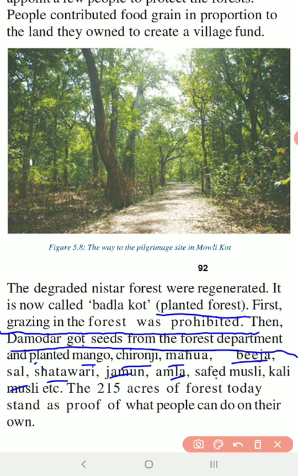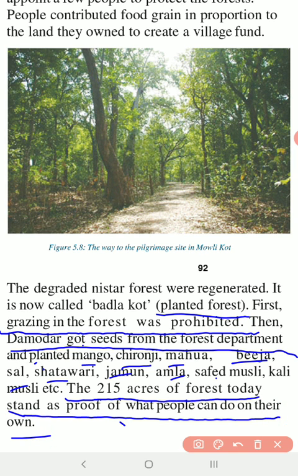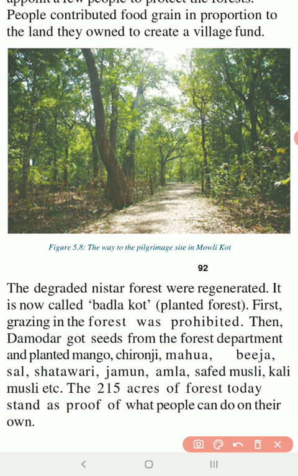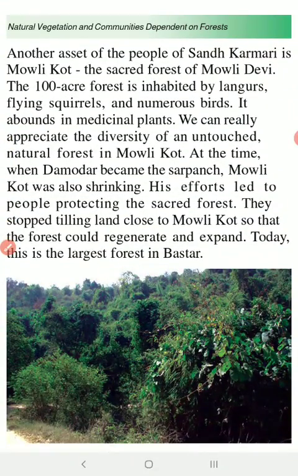So what happened? The 215 acres of forest today stand as a proof of what people can do on their own. Now they have a forest. They have restored the forest around their village. These 215 acres of forest stand as an example of what people can do on their own, how people can take initiative, how people can restore their own forest.